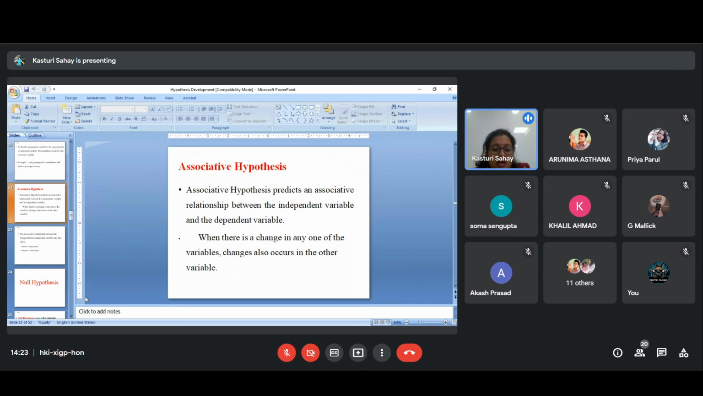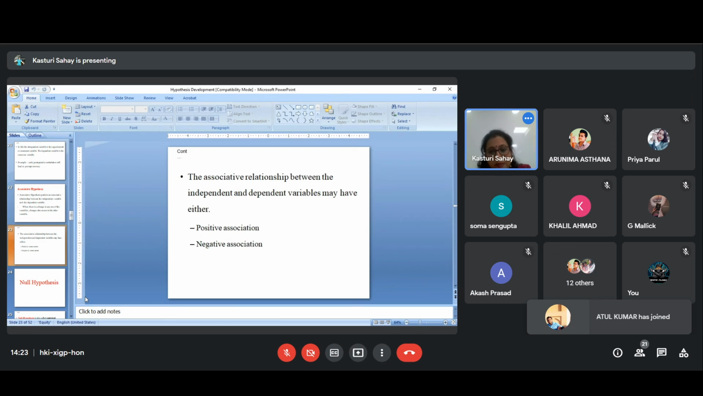The next is your associative hypothesis. Associative hypothesis predicts an associative relationship between the independent variable and the dependent variable. When there is a change in any one of the variables, change also occurs in the other. That is, there is an association between the two variables, the independent variable and the dependent variable. It can be either a positive association or a negative association.